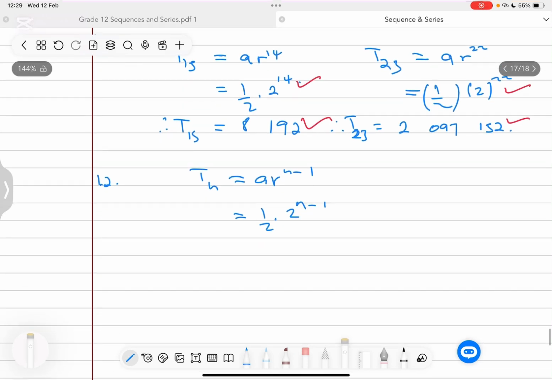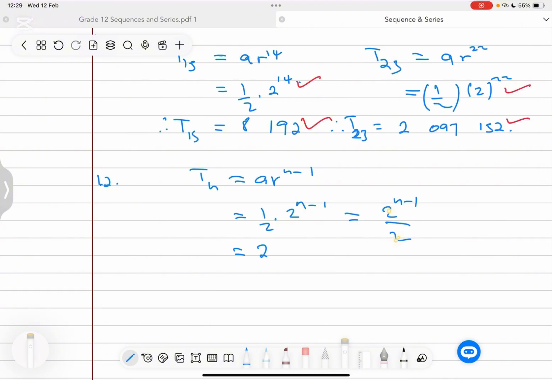Now, to simplify this, I will keep the base because I can see that I'm dividing by the same bases here. I'll keep the base 2, but because they're dividing each other, you must remember that this is the same as 2 to the power n minus 1 over 2, because this multiplied by 1 will give me this, right? And I still have the 2 at the bottom. So that's what I'm saying here.